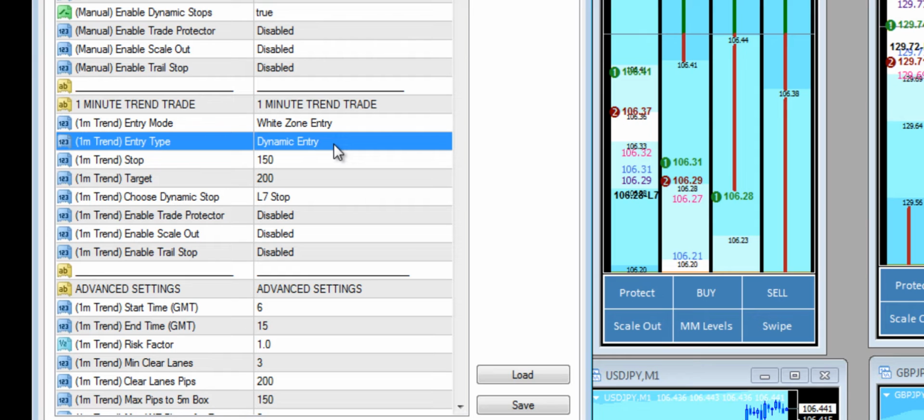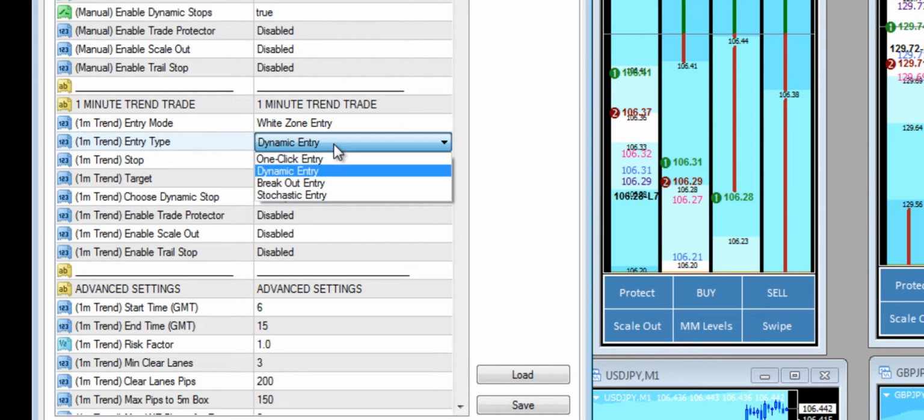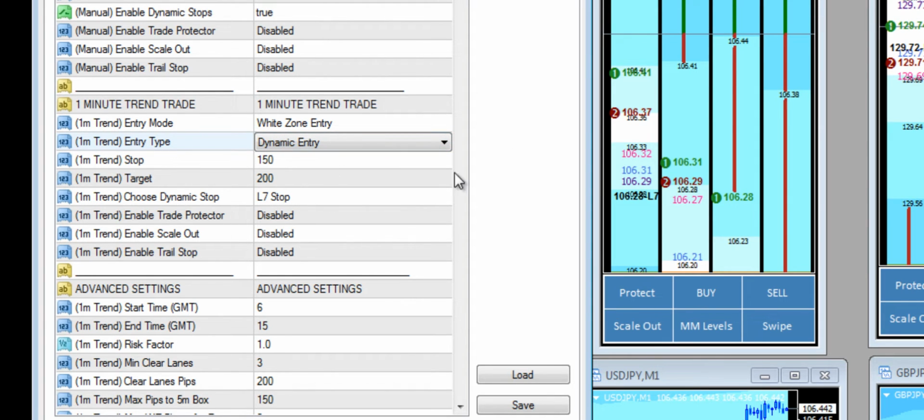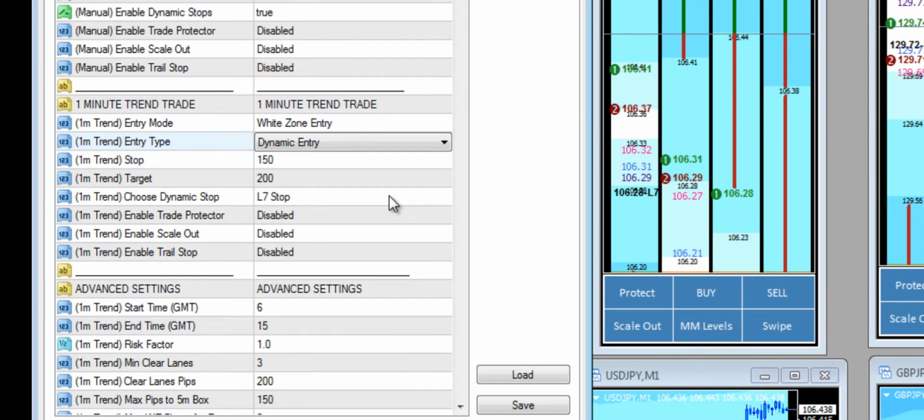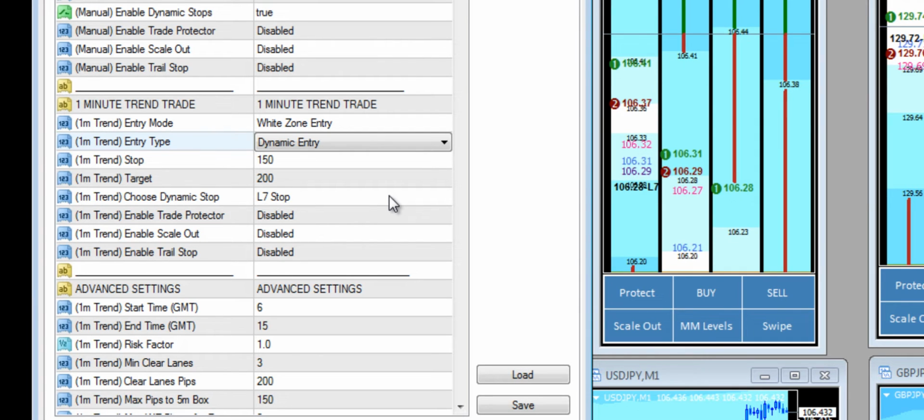Then you've got the same thing, dynamic entry or one-click entry. For the 1-minute trend, you don't have a choice of what candle time frame to use for a dynamic entry. It's a 1-minute trend. You're not going to use a 5-minute candle or a 15-minute candle, that would defeat the purpose. So if you do dynamic entry on a 1-minute trend, it's always going to be a 1-minute candle close that it's waiting for. You don't have the choice in that, and you don't really need the choice on that one.